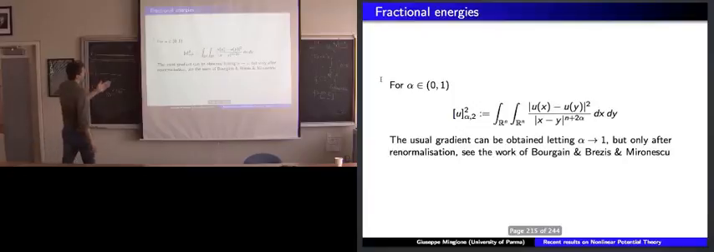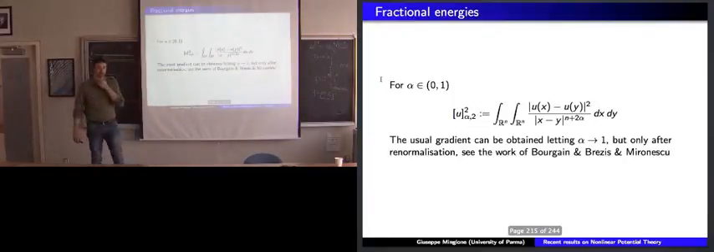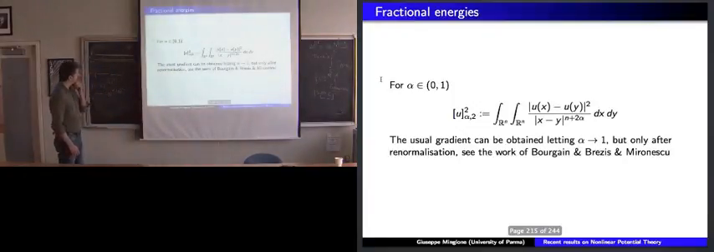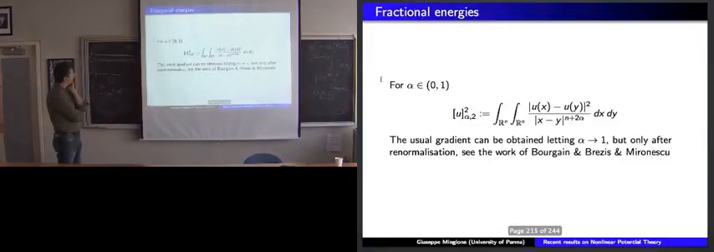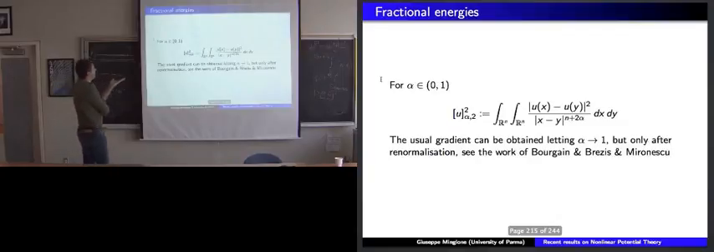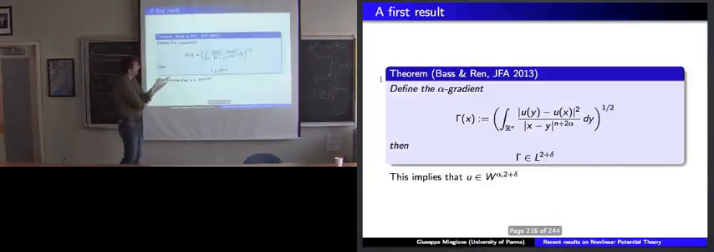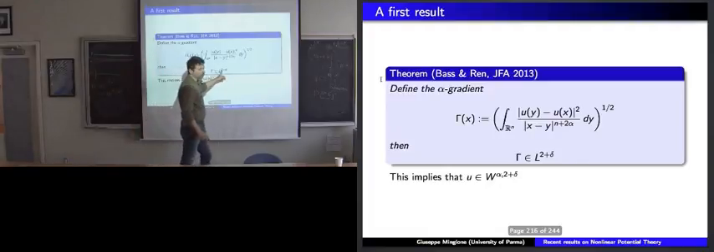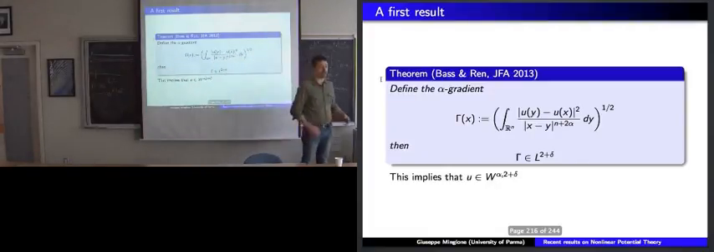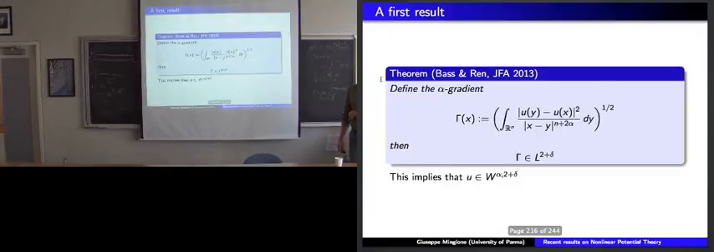Let me just recall that this is the usual alpha-gradient. So essentially you want to bound this, and this is the natural thing you would like to ask for. This was in fact done by Bass and Ren, who proved that this alpha-gradient is in L^{2+delta}. Then there's a theorem of Stein saying that this implies W^{alpha,2+delta}. Nothing more than that, but this is the thing.